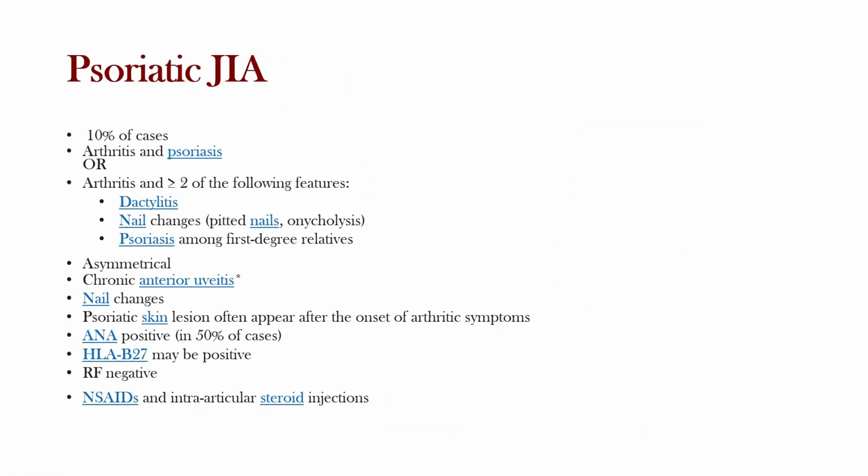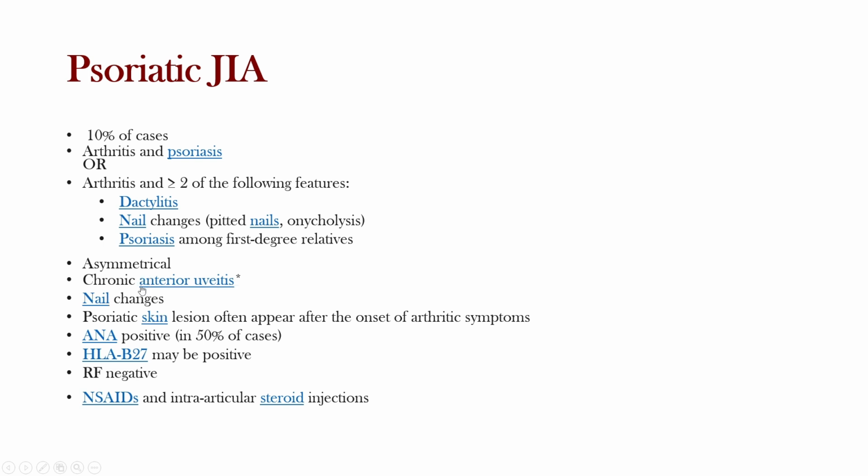temporomandibular joint. Then we have psoriatic juvenile idiopathic arthritis. It's also less than 10% of the cases. We will have this time arthritis and psoriasis, or arthritis and at least 2 of the following features: dactylitis, nail changes, pitting nails or onycholysis. We spoke about them in the nail changes episode. We saw that pitted nails and onycholysis appear in psoriatic patients, so check them out if you didn't see it. And psoriasis among first-degree relatives, like a family history of psoriasis. It was asymmetrical.